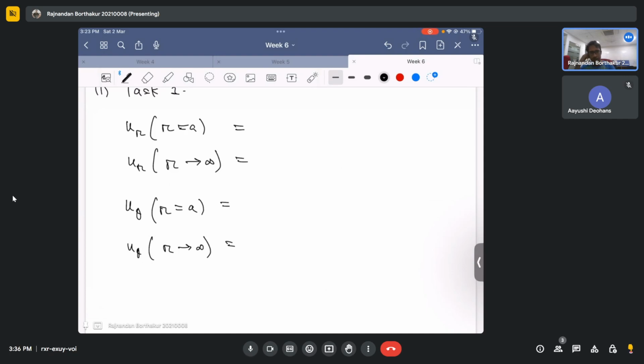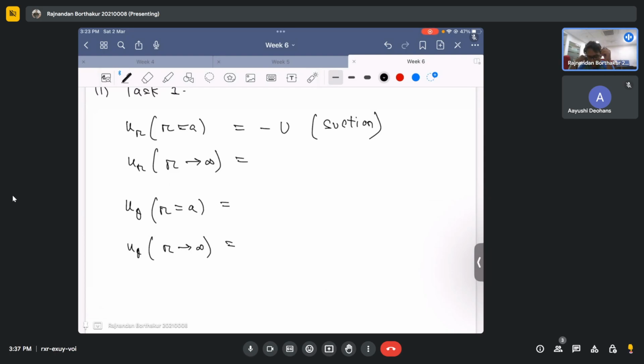Can you tell me what is ur at r equals a? Minus U. Exactly, that's minus u. Why? Because the suction means that the flow is taking place in the inward direction. If there were fluid coming out of the cylinder, ur at r equals a would have been just plus u.